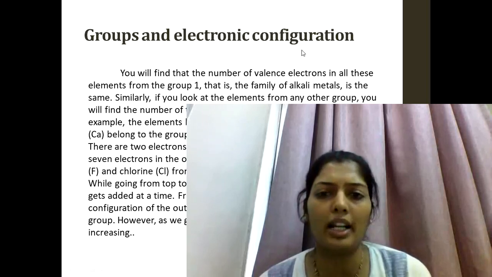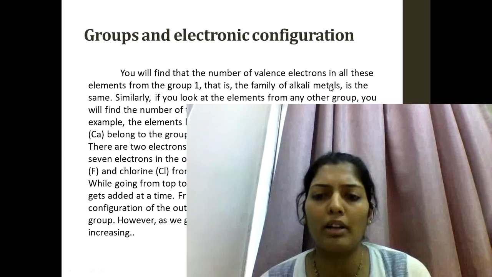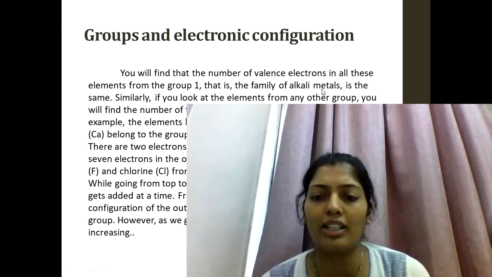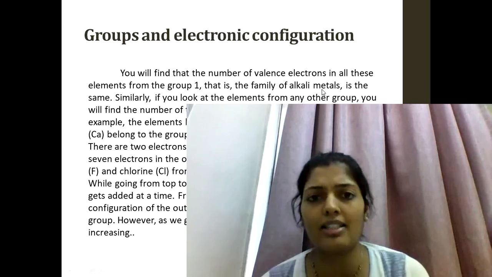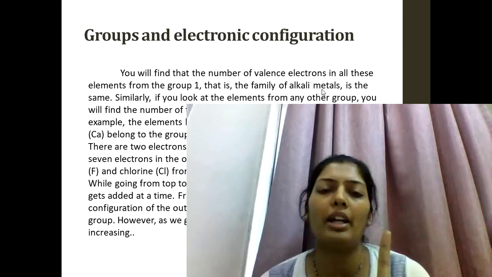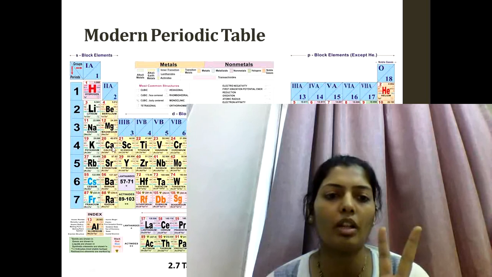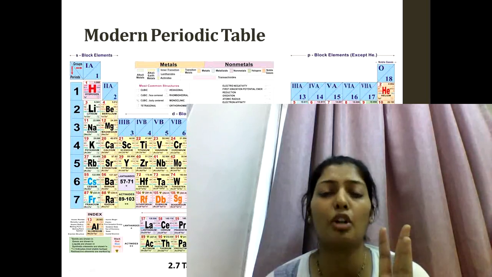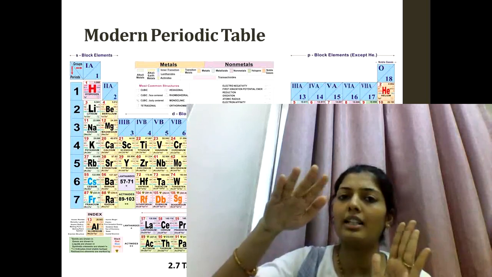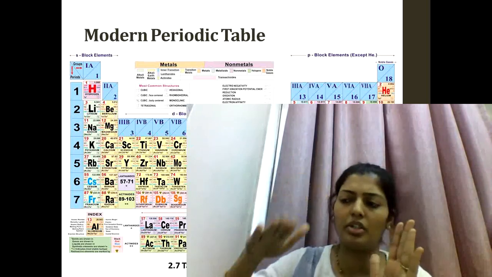So groups and electronic configuration. So these are few points. You'll find the number of valence electrons in all these elements from group 1, that is the family of alkali metals. If you remember, I discussed it yesterday. Elements in group 1 have valency 1. Group 2 has valency 2. 13 has 3, 14 has 4. So it rises like 1 2 3 4. 4 तक गया, then you cannot have valency 5. So valency is 1 2 3 4 4 3 2 1 0.